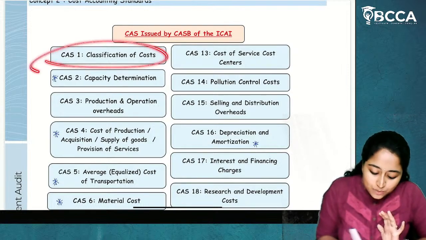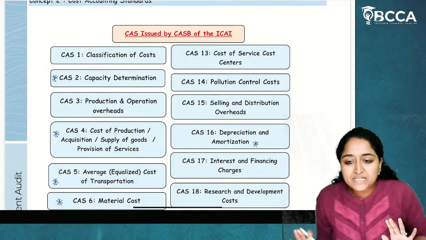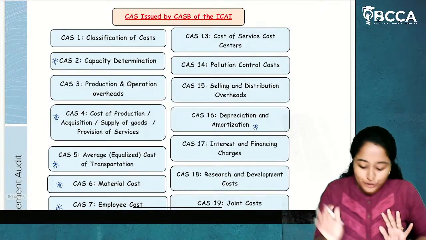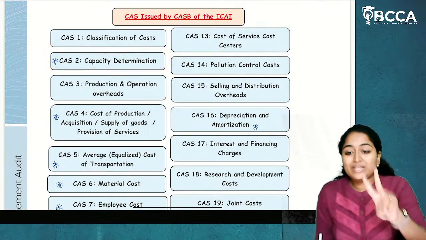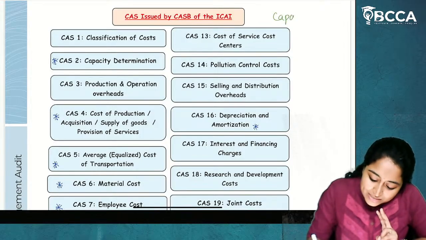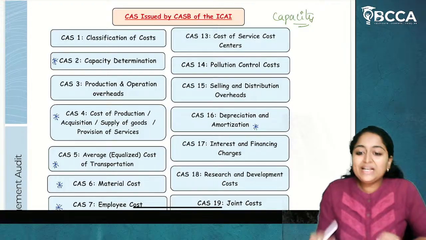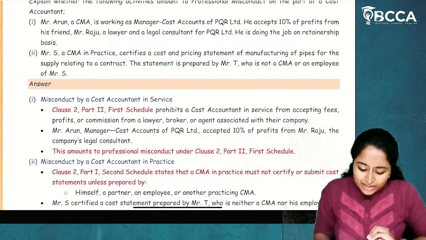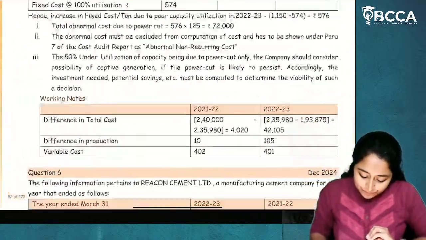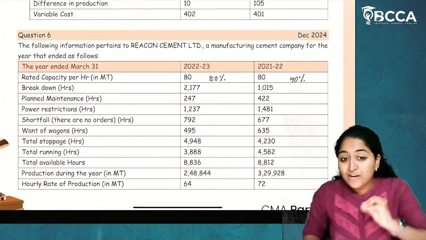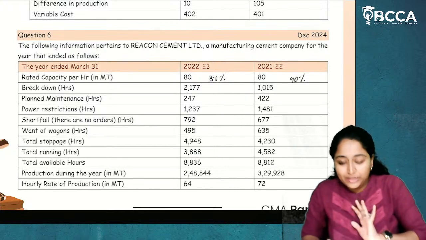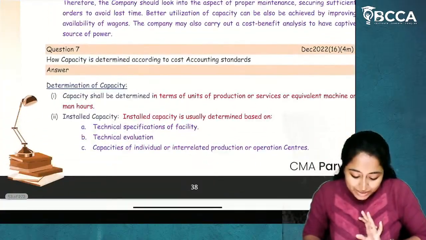Now, CAS 1, so far no question has been tested, so you can just give a quick revision. But from a theory perspective, what all do you have to remember? CAS 2, capacity determination. What question can be asked regarding capacity? Regarding how many kinds of capacity there are and what kind of capacity there is, a question can be tested in your examination. Now, in my workbook, I have given each segment of theory and practical questions from each cost accounting standard. So I've segmented it and given it to you so you can easily rely upon it.